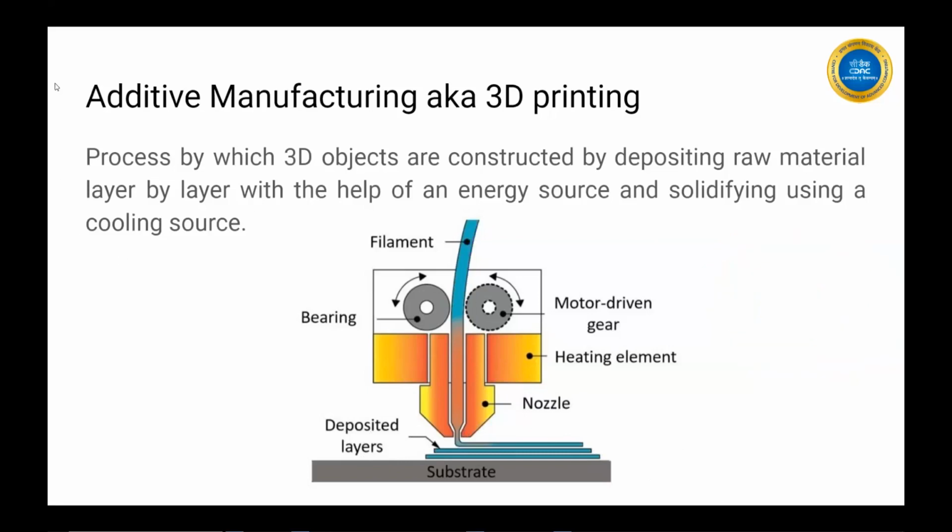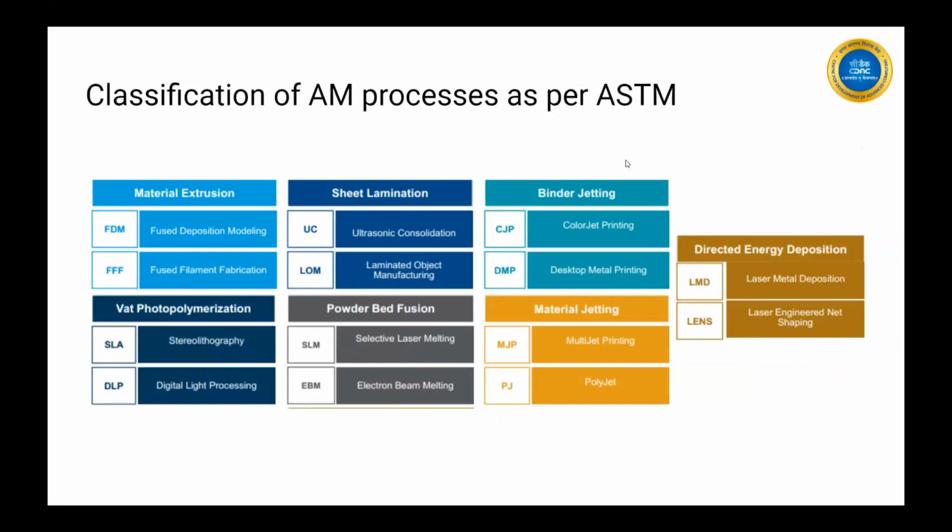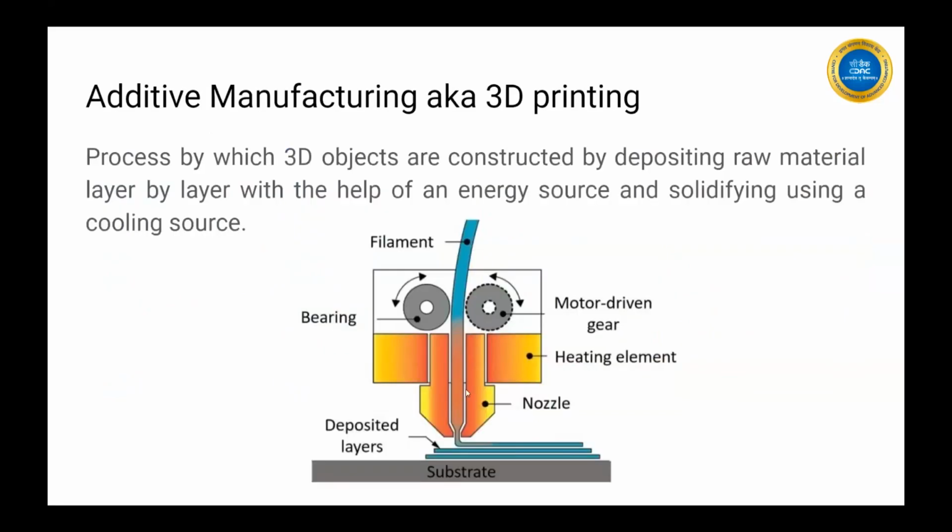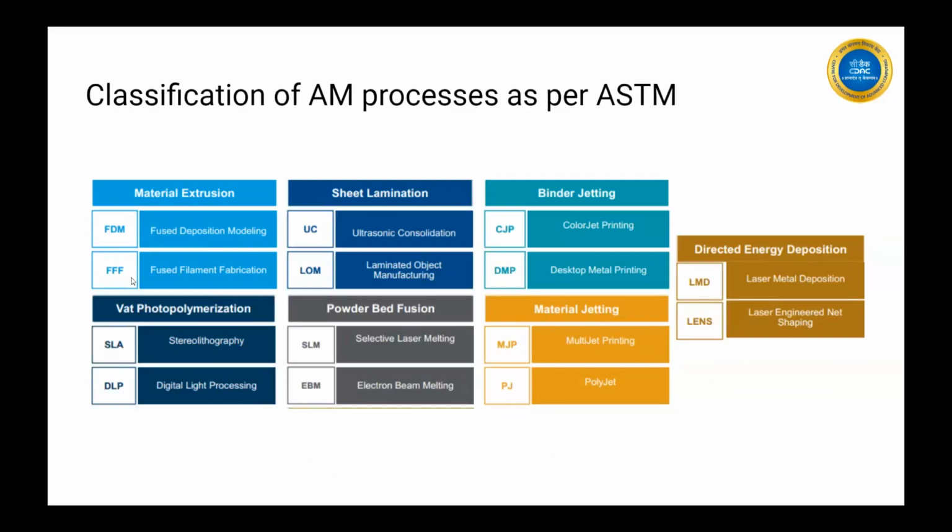Okay, so the next one is classification of AM processes, according to the American Society for Testing and Materials. AM is an abbreviated term for additive manufacturing. There are 7 ASTM classifications for additive manufacturing. Anyway, I'm not going deep into that. I'll just explain, like material extrusion is one of the most commonly used. This is a material extrusion process. In that, there is fused deposition modeling and fused filament fabrication.